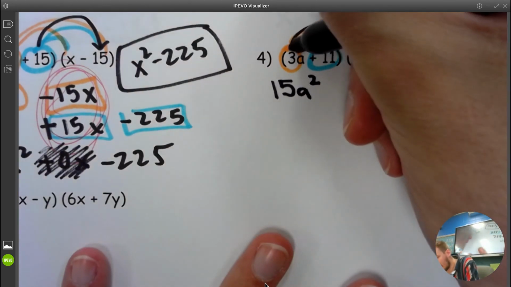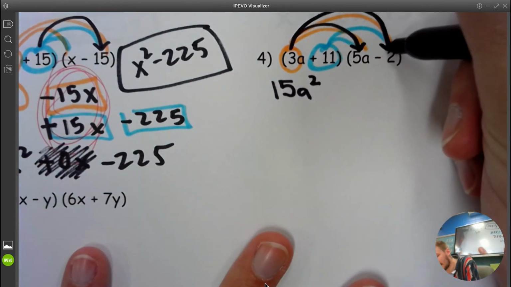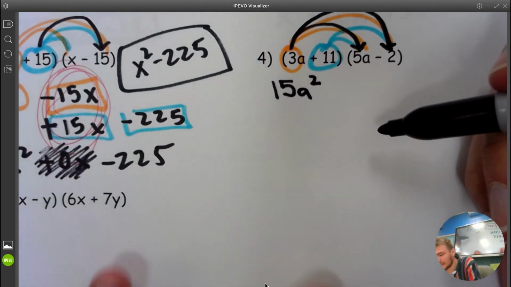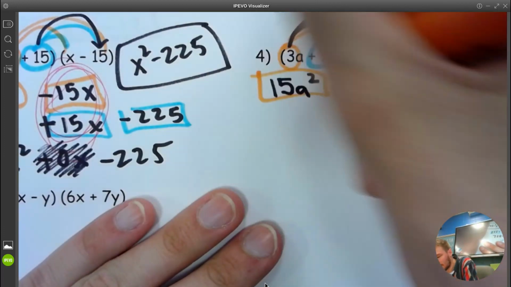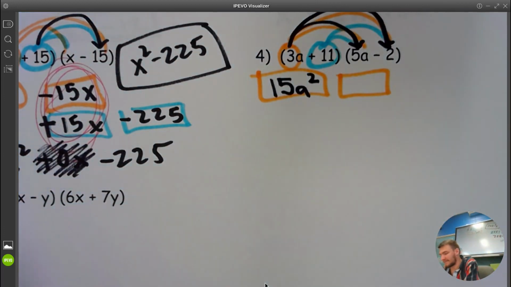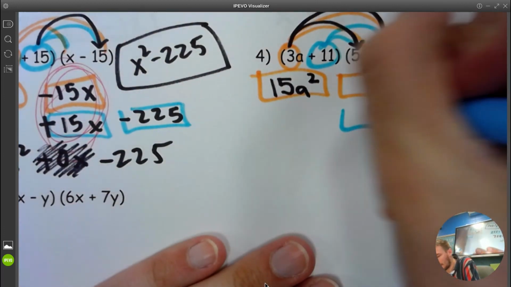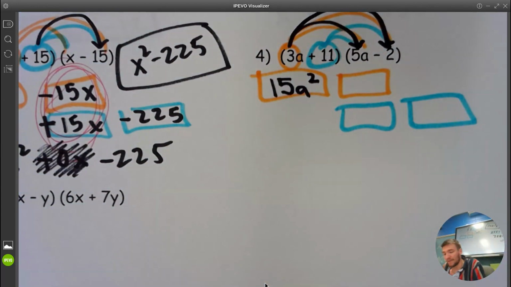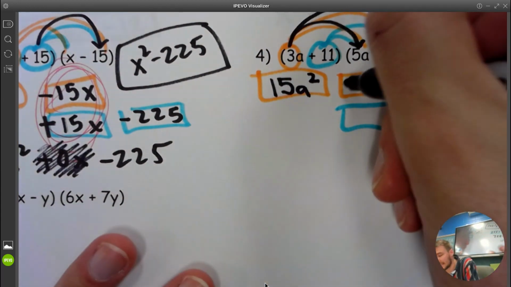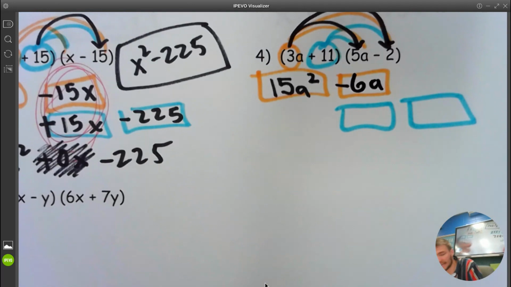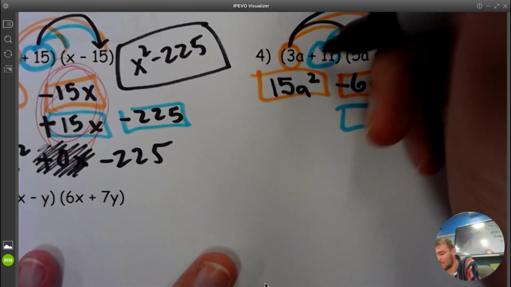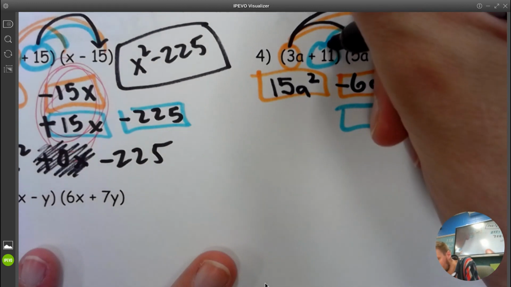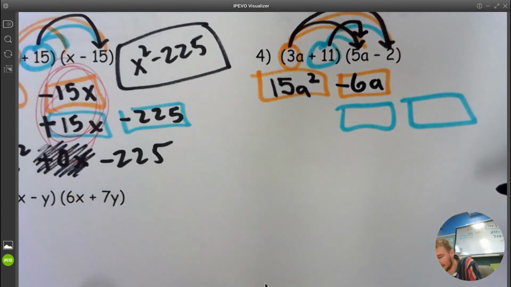What is 3a times negative 2? You're right. I was just kind of trying to go a little bit quicker. You're right, Brandon. The boxes are definitely helpful. So 3 times negative 2 is negative 6a. Because 3 times 2 is 6. Okay, we got it.